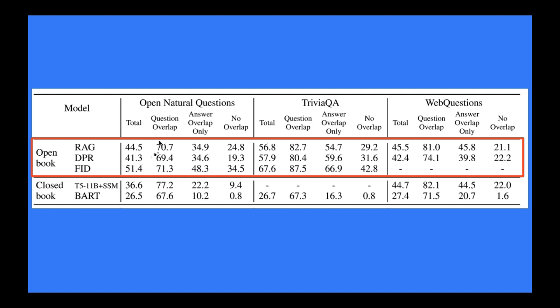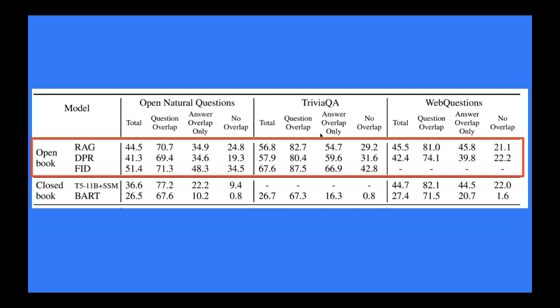And you can see if we break it down into question overlap, answer overlap, and no overlap, these three models can do very well in the question overlap, but very poorly in the no overlap category. Their performance in terms of exact match accuracy drops like 50%. Basically, it's crazy. It drops like crazy. If they have never seen this question and answer before, they can barely answer the question. And for the answer overlap only, that's also a very significant drop, like 30%.